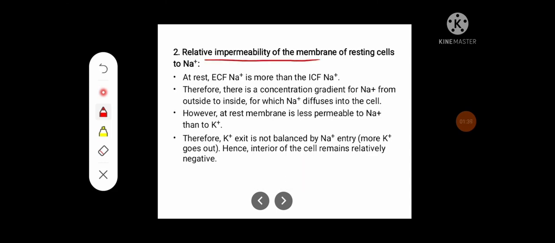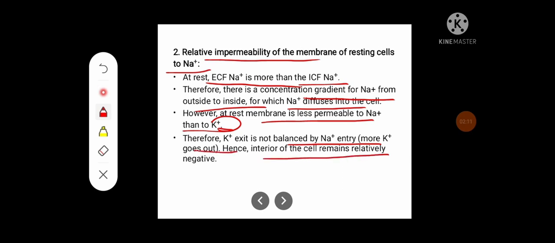So, relative impermeability of the membrane of resting cells to sodium. At rest, ECF sodium is more than the ICF sodium. Therefore, there is a concentration gradient for sodium from outside to inside, for which sodium diffuses into the cell. However, at rest, the membrane is less permeable to sodium than to potassium. Therefore, potassium exit is not balanced by sodium entry. That is, more potassium goes out, and hence the interior of the cell remains relatively negative.